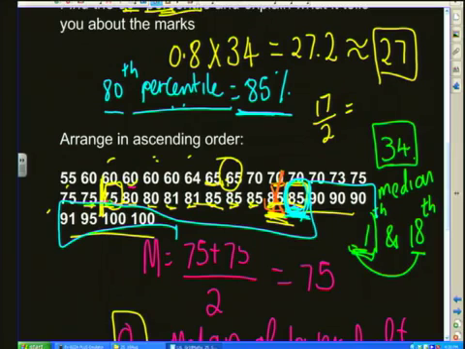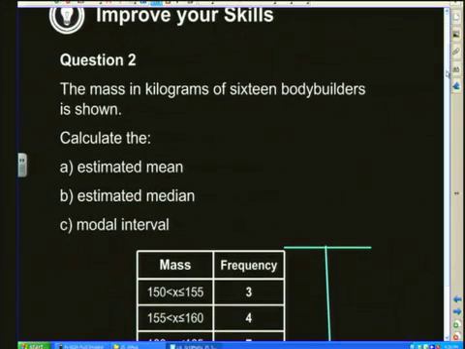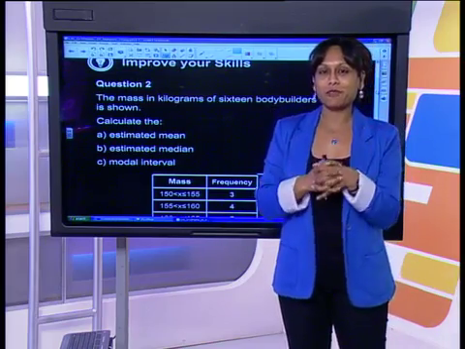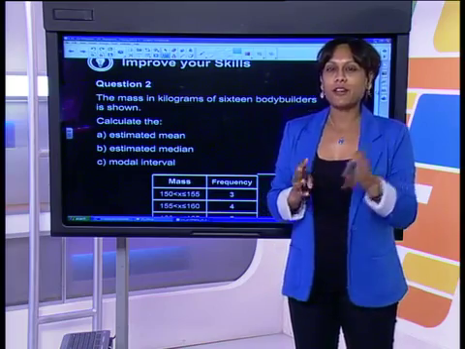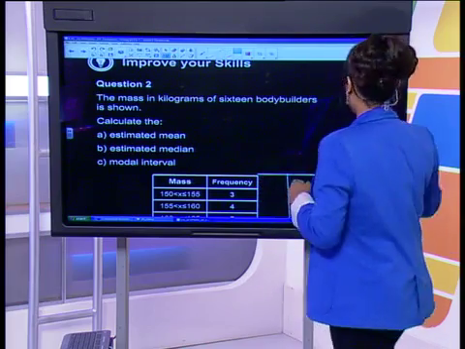Okay, so without further carrying on with discrete data, I want to quickly move on because I know we're going to run out of time. We've got so much to cover, so I'm not going to give you a chance to take a break. We're going to go straight into question 2 and deal with grouped data.